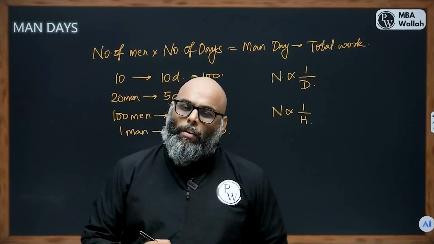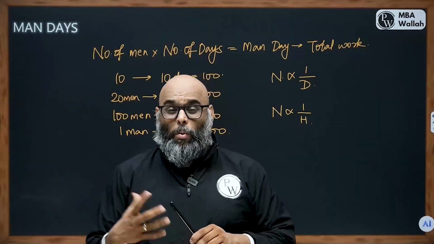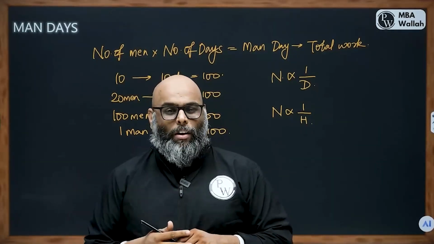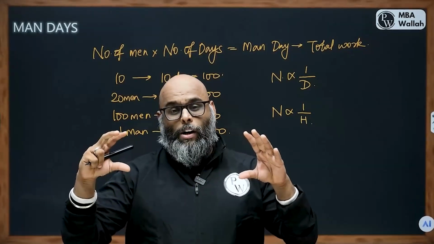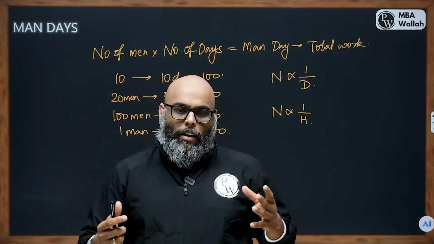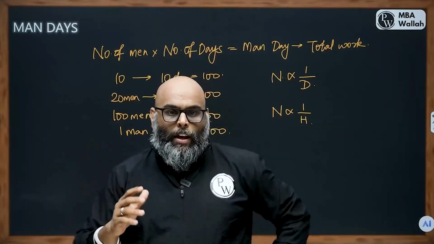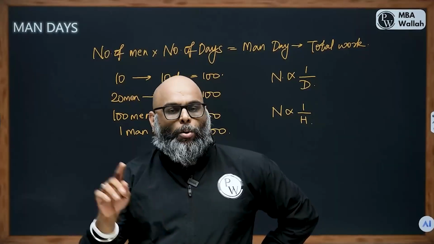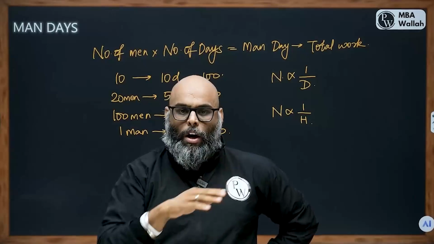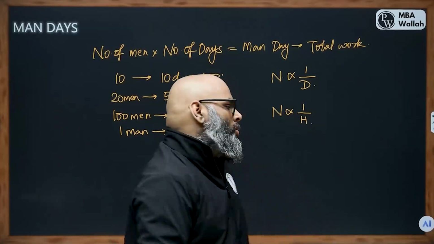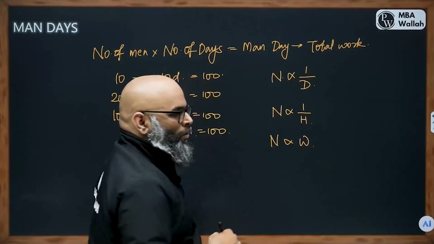But what about work? What happens to the work when I have more people? If I have more people, we can do more work, right? Less people, lesser work. Of course, if I have more people, the same amount of work can take lesser days. But if I have more people and my time is constant, I can do more work. If 10 people in 1 day can do 10 units, 20 people in 1 day can do 20 units. So we say number of men is directly proportional to the amount of work.